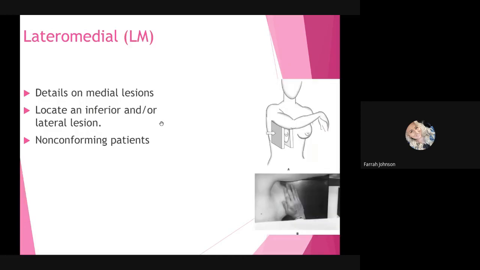Then that brings us to lateral medial or the LM projection, which is just exactly opposite of the one we just spoke about. So this is going to help with details on medial lesions, and it's used to locate an inferior and or lateral lesion, and it can be used for non-conforming patients who may have difficulty with other positions. So basically the medial aspect of the breast is going to be rested against your image receptor. The arm of the breast being visualized is going to be placed on top of the image receptor, and then the compression device is going to compress from the lateral border to the medial border of the breast.